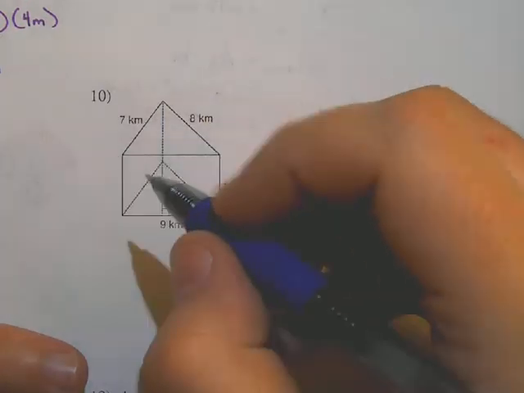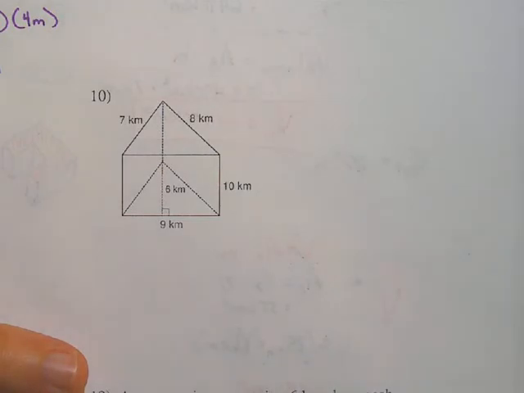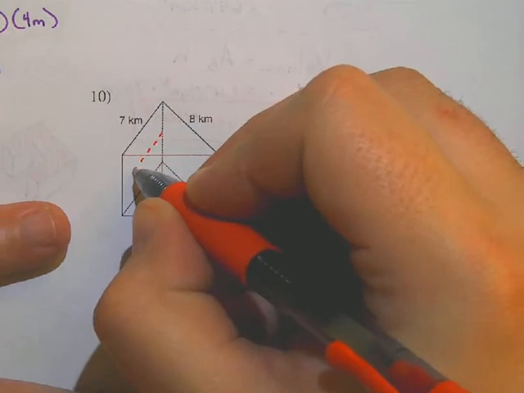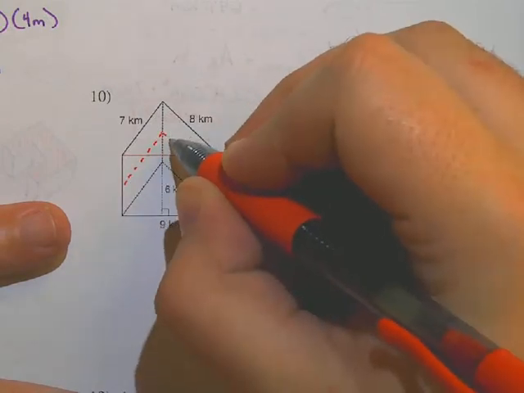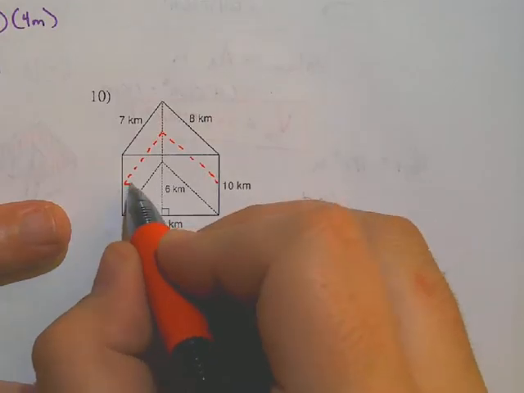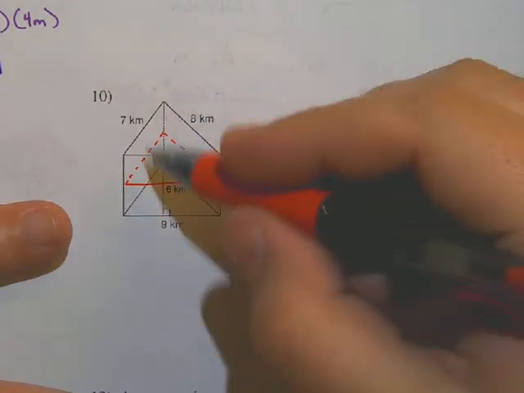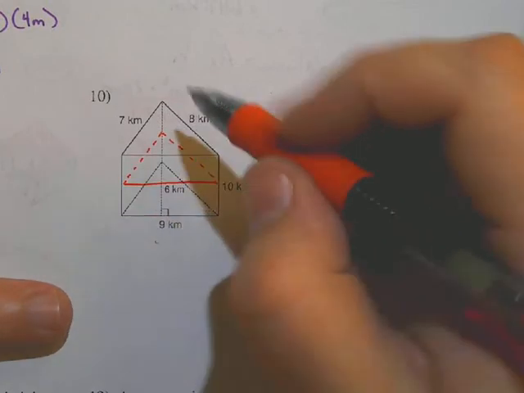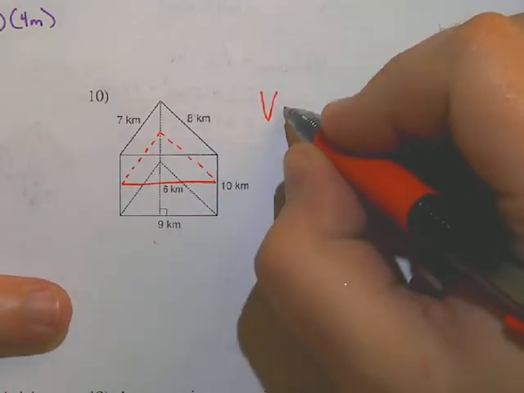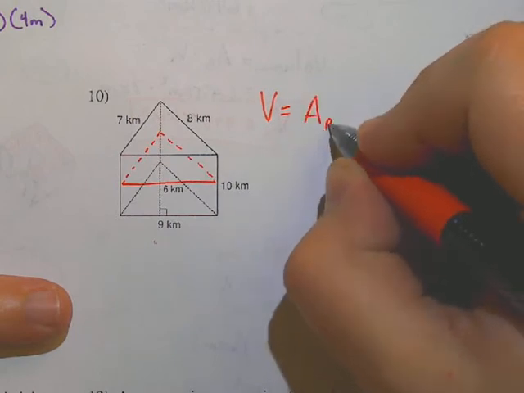So we've got a triangular base. Now, how do I know that's the base? Well, it's the only way I can slice it and get the same size slices over and over. You see, if I slice it right here, I'm going to get the same shape as the top and the same shape as the bottom. So that's the way I know which one's the base. That's the slice I'm looking at.